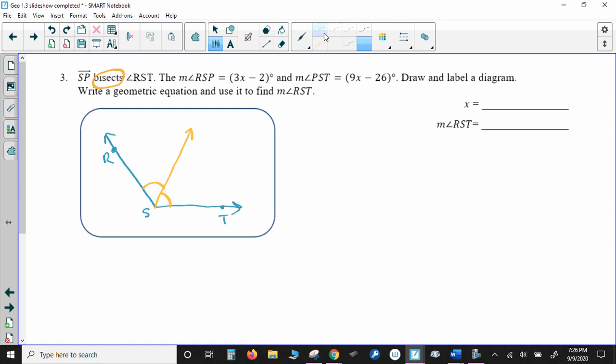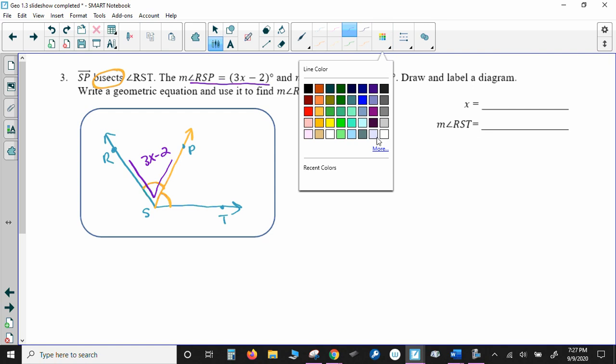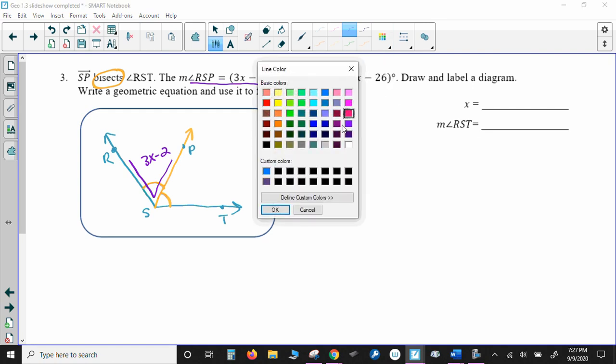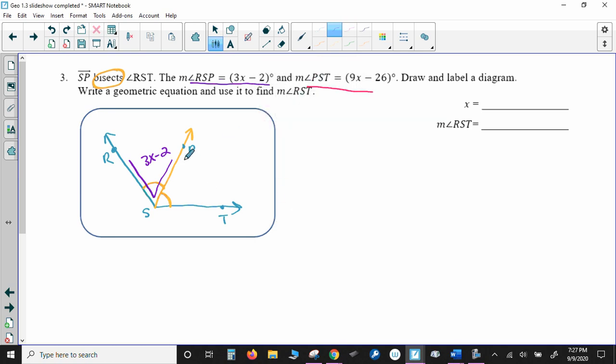So let's go put some stuff on here. It says RS, oh, by the way, it says that this is P. It says that RSP is 3x minus 2. So this side over here that I'm highlighting in purple is 3x minus 2. And this one over here, angle PST, so starting at P, going down to S and over to T, this side over here is 9x minus 26.